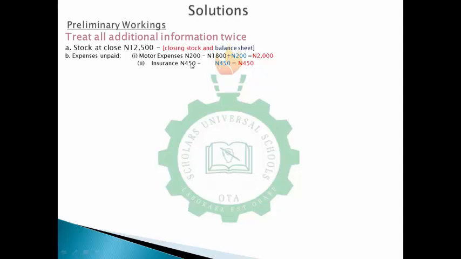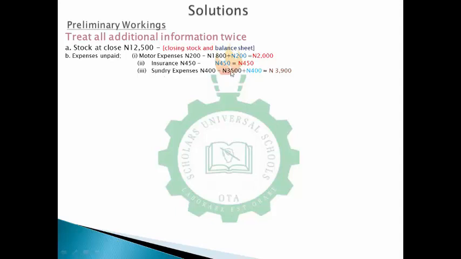So now insurance, you did not pay anything for insurance, and you are still owing them 450. So that 450 that you are still owing them, you have to show on your profit or loss. That is, I have incurred 450 on insurance that I have to pay. So you have to show 450 on your profit or loss, and 450 you have to go to your current liability, that is the part you are owing. So those are the two entries that you are passing.